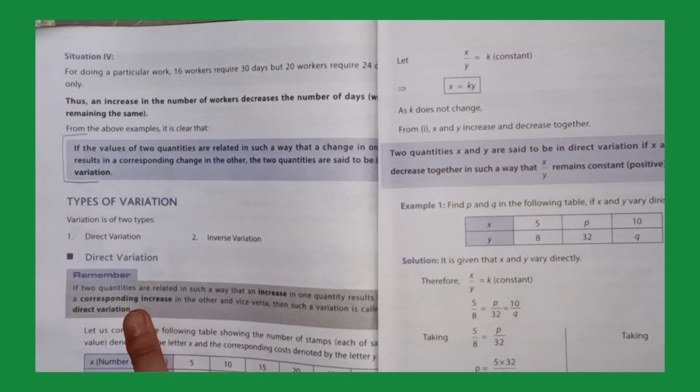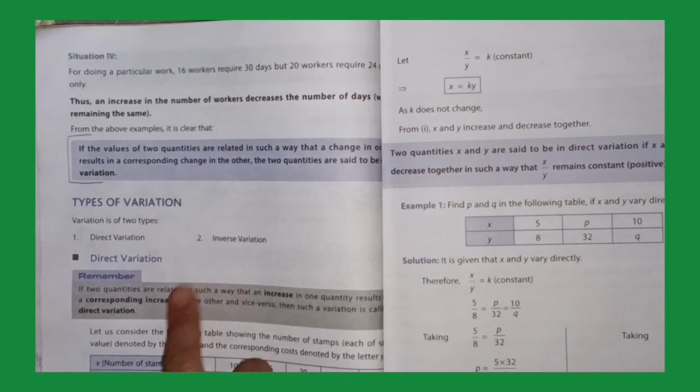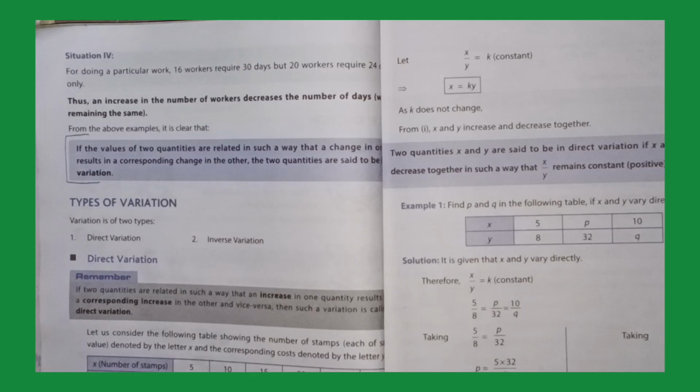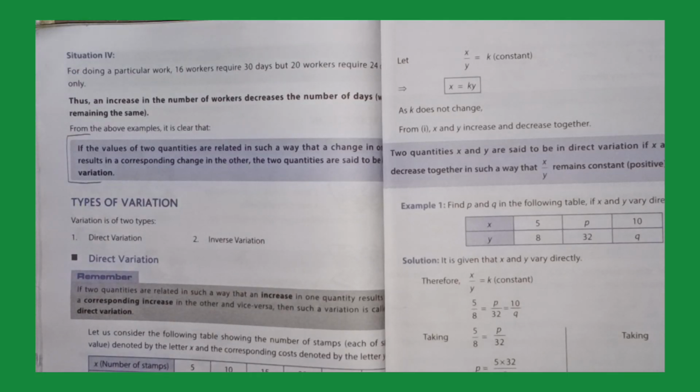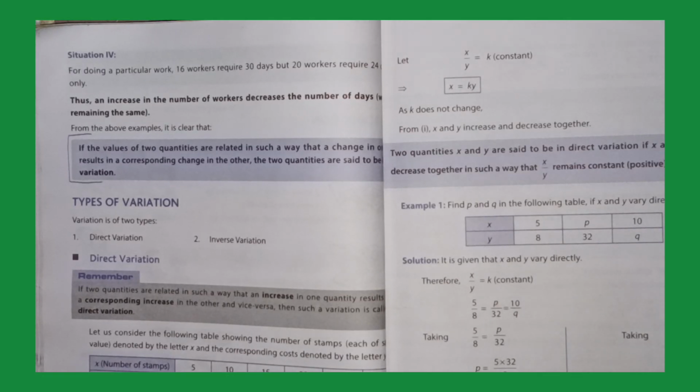The definition of direct variation is: if two quantities are related in such a way that an increase in one quantity results in a corresponding increase in the other, and vice versa, then such variation is called direct variation. Simply, it means if one quantity is increased, then the other quantity is also increased. Or if one quantity is decreased, then the other quantity is also decreased. Both quantities increasing and both quantities decreasing are examples of direct variation.